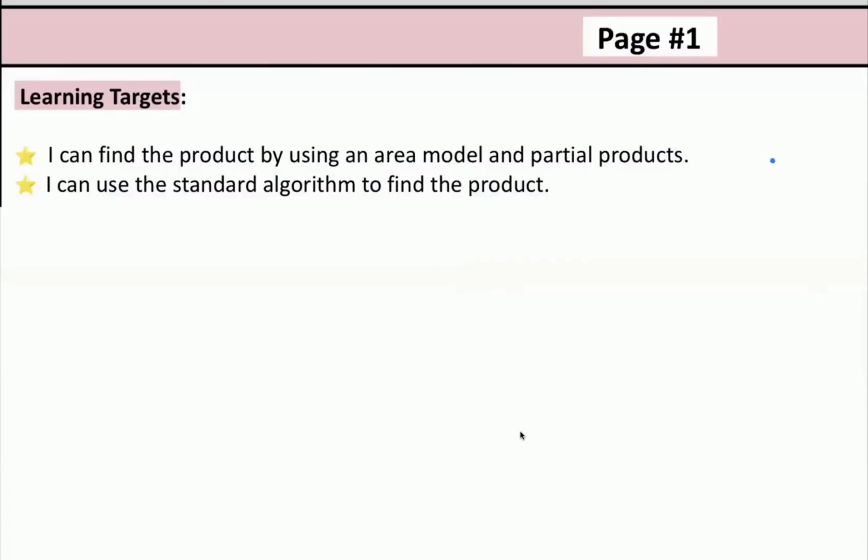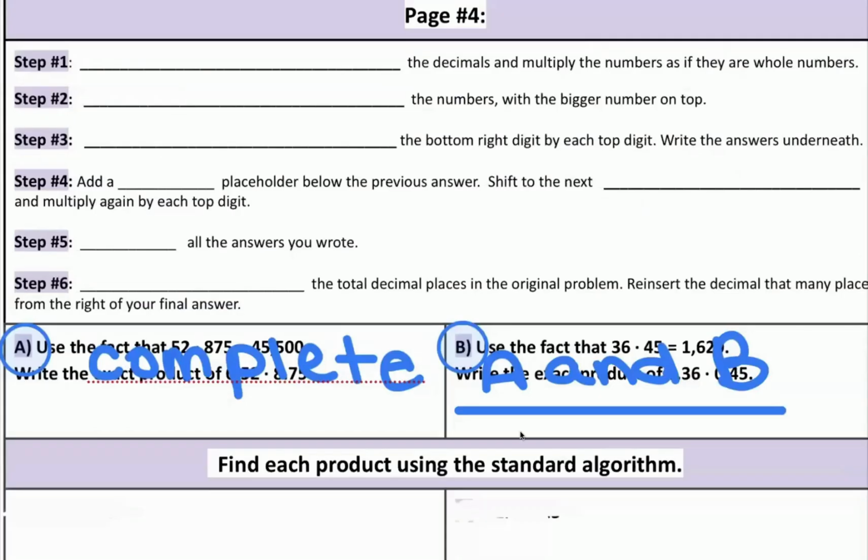Let's take a quick look back at our learning targets. On pages 1 through 3, we worked on our first learning target using the area model and partial products. Now we're going to move on to our next 3 pages and practice the standard algorithm. So let's look at page 4. Before we dive into some notes on the standard algorithm, complete A and B, then come back to the video.